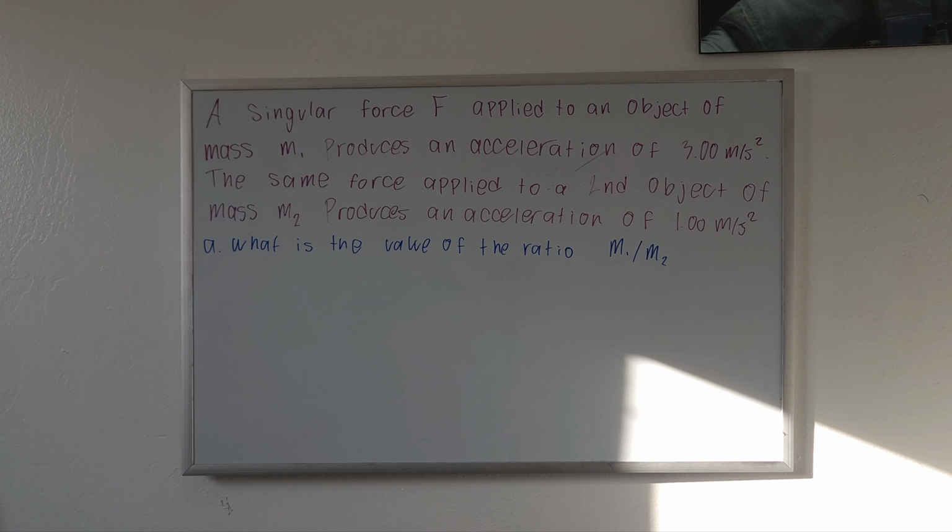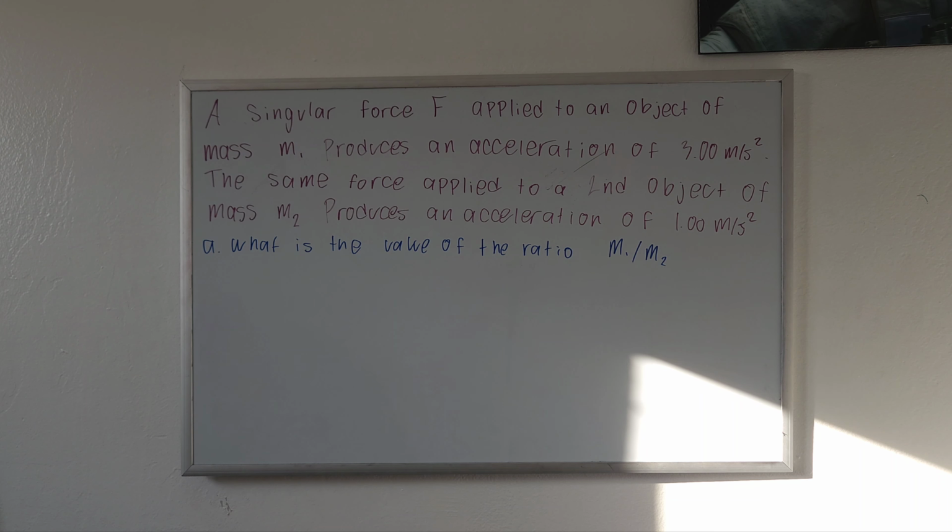Okay, so the first problem is problem number 5, and it says a single force F applied to an object of mass m1 produces an acceleration of 3 meters per second squared. The same force applied to a second object of mass m2 produces an acceleration of 1 meter per second squared. And part A is asking us what is the value of the ratio of m1 over m2.